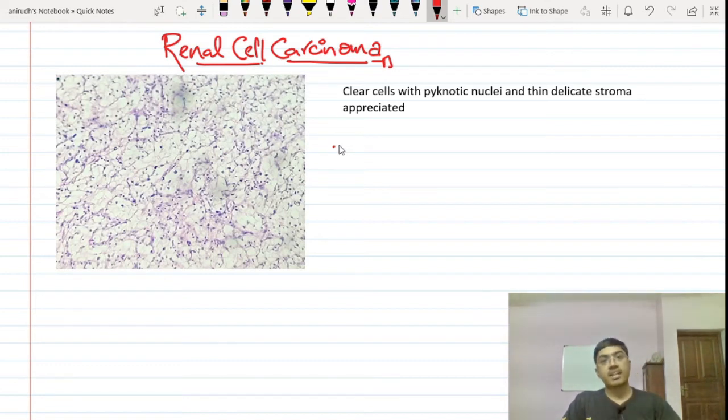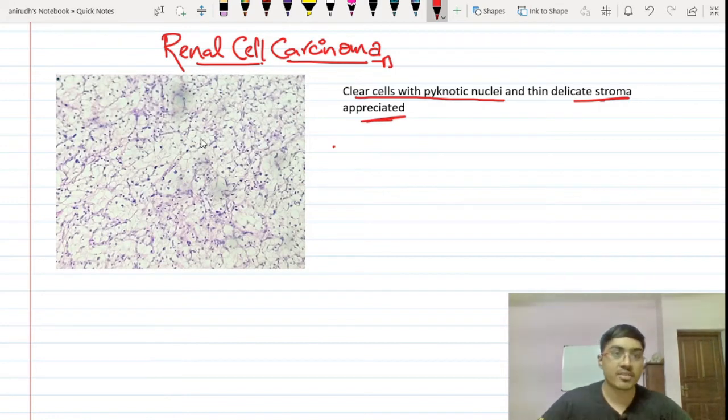These cells were containing glycogen and fat. While the slide was being processed, the glycogen and other contents of the cell got washed away, leaving this kind of an area, that is, clear cells with pyknotic nuclei. These are the characteristic features, and you can have a delicate stroma separating the cells. A very thin stroma can be made out between the cells. This is how we identify renal cell carcinoma.